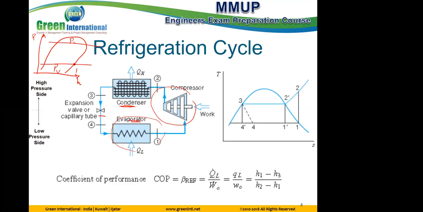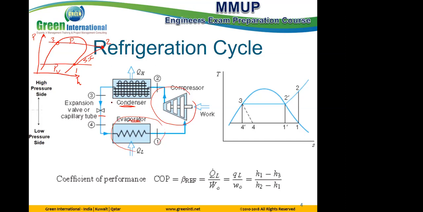Number 2 is constant entropy, as you see here. In the PH diagram, the constant entropy line goes like this. So this is 2. Isentropic process. From 2 to 3 is due to the condenser, constant pressure passing through the condenser.